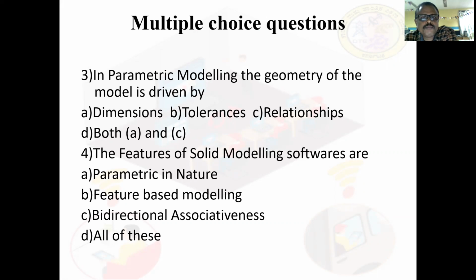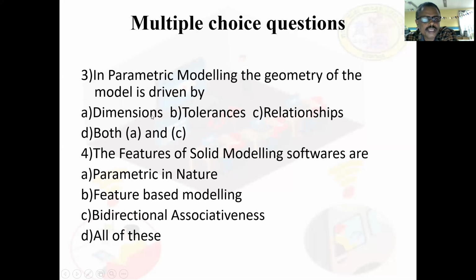Next question. In parametric modeling, geometry of the model is driven by, your options are dimensions, tolerances, relationships, both A and C, that is dimensions and relationships. I have explained parametric modeling in detail. In parametric modeling, dimensions will drive the geometry of the model, and also relationships, that is how one parameter is related to the other parameter, that is also important. Hence the correct answer is dimensions and relationships.